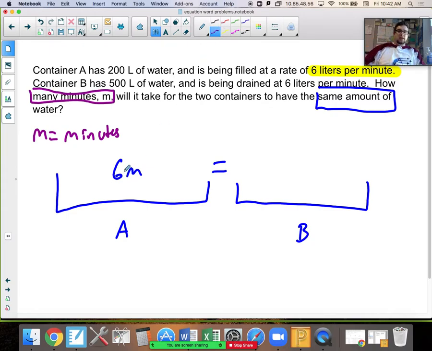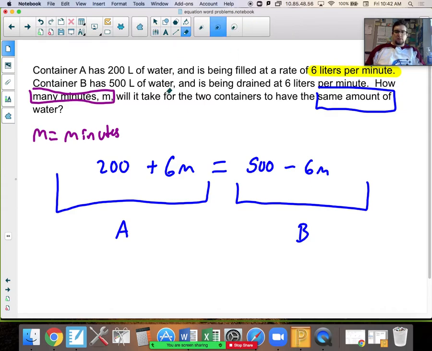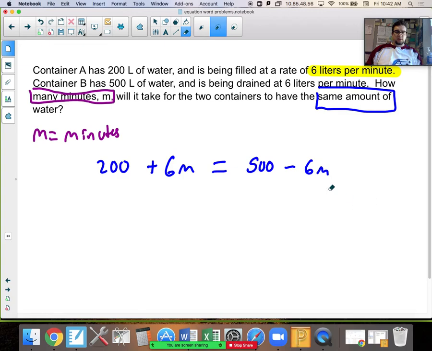So if it's being filled at 6 liters per minute, we add that to the 200 start value, while the other one had 500 and is losing 6 liters per minute. So we have container A, all the information about container A, 200 and positive 6m. Container B, 500 and negative 6m for the minus. Can't have m on both sides, so I'm going to add 6m to both sides.